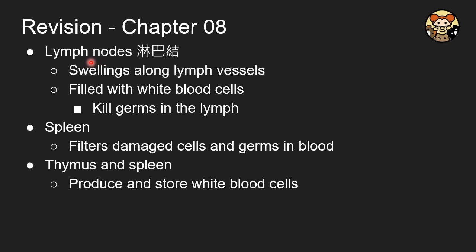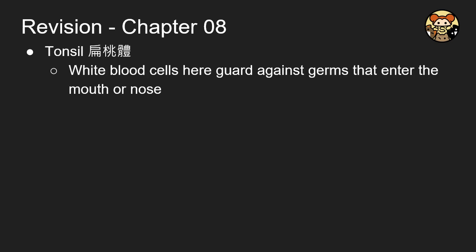And in the lymph system, you may also notice a lymph node, which is a swelling in your lymph vessel, near your neck, and your doctor may touch those regions to see if there is an inflammation, because it is filled with white blood cells to kill germs in the lymph. And also the spleen and the thymus protect and store the white blood cell. And the tonsil is where the white blood cells guard near the mouth and the nose.